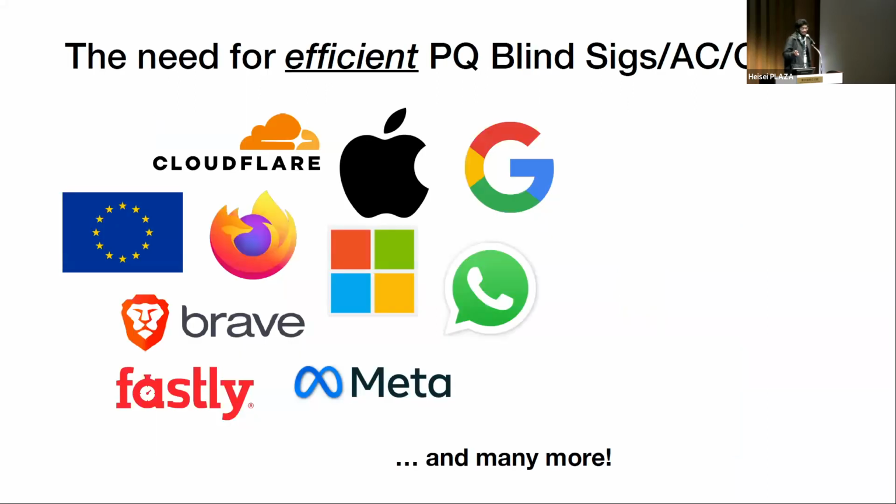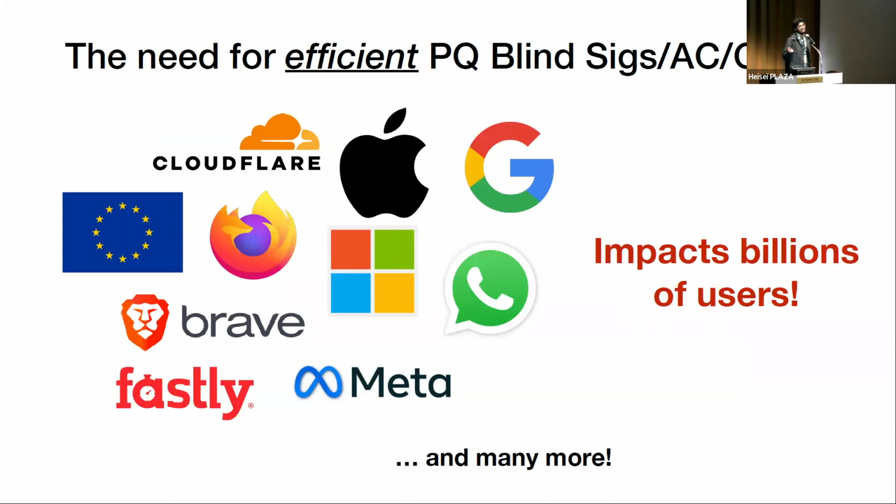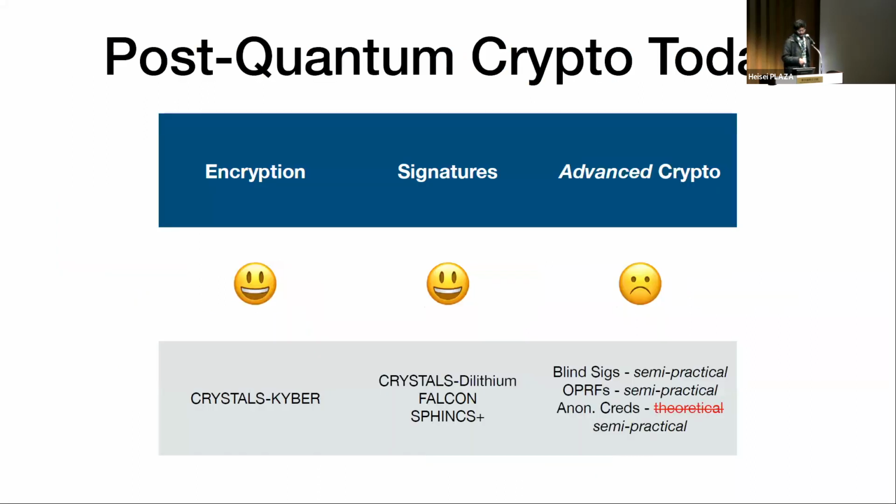Okay, so what is the need for efficient post-quantum primitives like this? All of these companies that I've listed here, and even some companies in the EU, have deployed some variant of these primitives. And collectively, they're effectively impacting billions of users. So when you have such wide impact, you really want to migrate to post-quantum as soon as possible. So hopefully at the end of this talk, we'll be able to make some progress towards this. And for the case of anonymous credentials, we'll move from a theoretical stance to semi-practical.